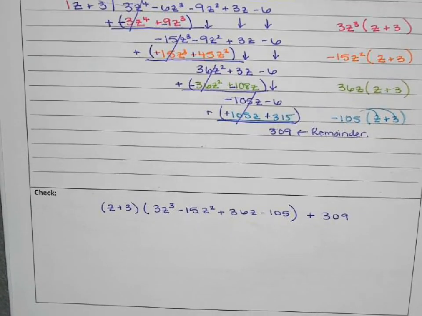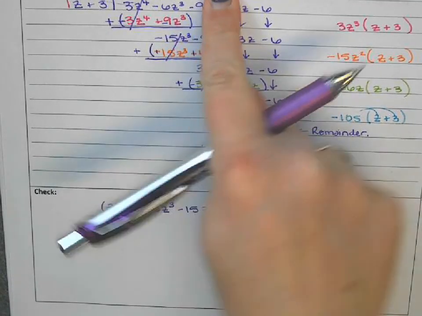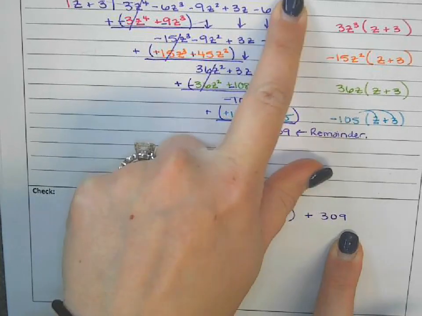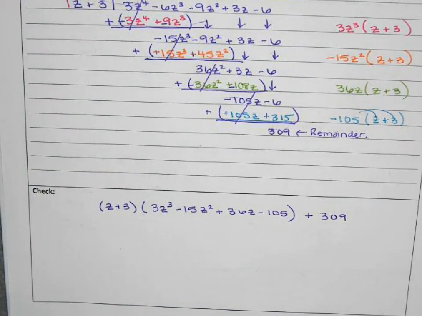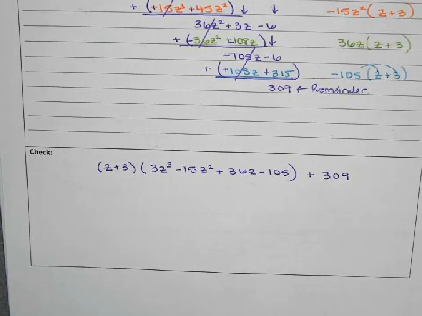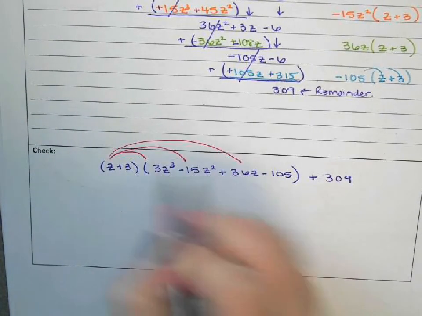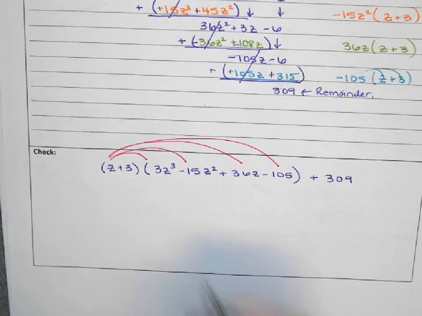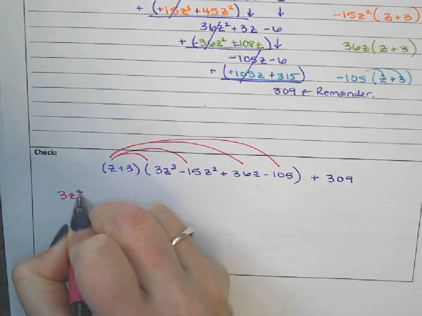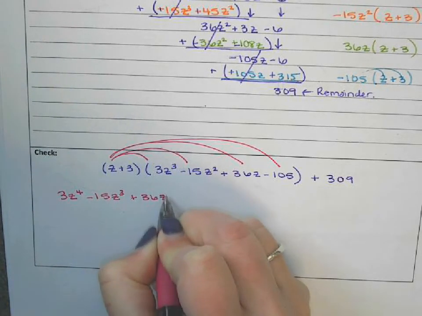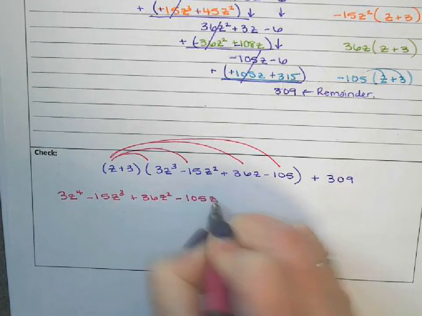Are we okay with how I wrote that? So you took your answer times by what you divided by, and then we'll add in the remainder, that 309. I'm not going to worry about writing that as a fraction because no one wants to deal with the fraction part. So far, so good? Okay, well, here comes our 6.1 stuff on simplifying with multiplying. So I'm going to distribute my z to all these terms. And I'm going to get 3z to the 4th minus 15z cubed plus 36z squared minus 105z.